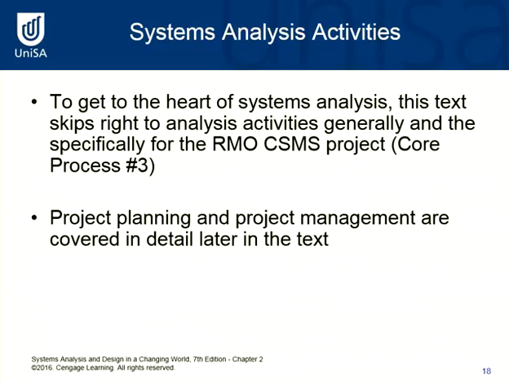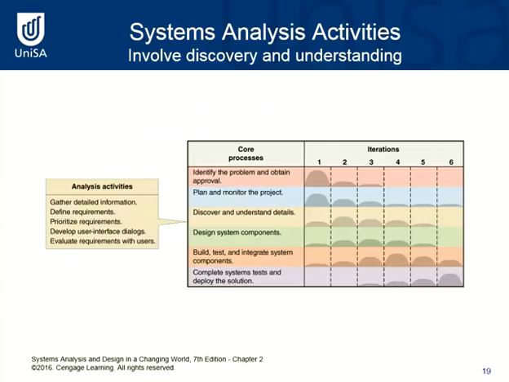So what we'll be looking at for systems analysis is core process number 3. We've got core processes, discover and understand details. This is where the analysis activities kick in, where we gather detailed information, where we define the requirements and prioritise the requirements, develop user interface dialogues, and evaluate the requirements with the users.